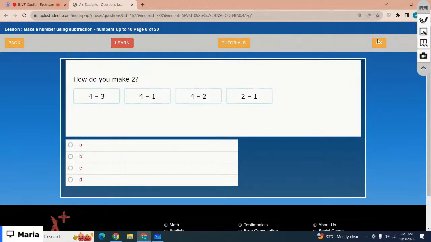How do you make 2? Which is the correct option? Yes, the correct option is 4 take away 2, right? So the correct option is the third one. 4 take away 2 is the correct option.